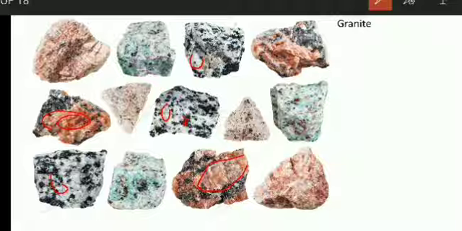The first property we have to write is color. Color is whatever color is shown by the rock, that you have to write. Granite occurs in varieties of colors. These are pink granite. Then we have gray granites, then greenish. It depends upon what minerals are present in it. The minerals present impart the color to the granite.